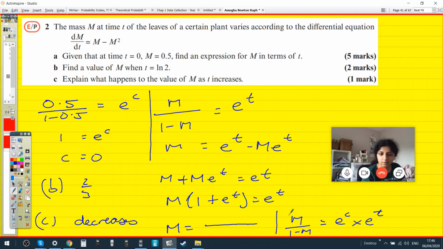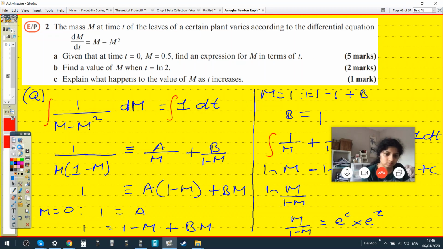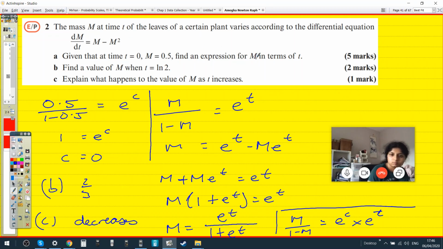1 plus e to the power of t. Wait, e to the power of t over 1 plus e to the power of t. I believe so. That's going to give you the same answers, but still, M equals e to the t over 1 plus e to the t. But I just want to be careful. So this is kind of where we stopped. But what they said, find an expression for m in terms of t. That means our answer should look like m equals and then something in here that has a bunch of t's in it. And no m.